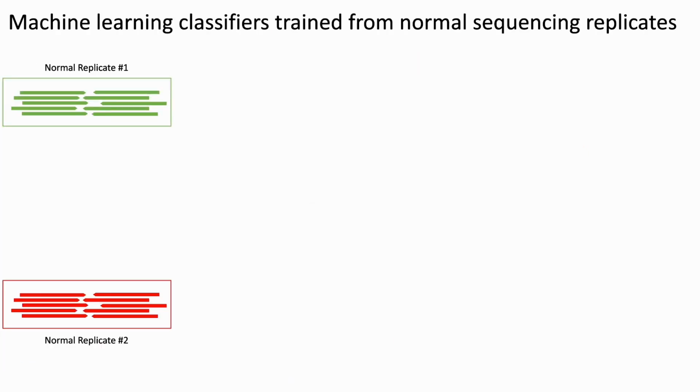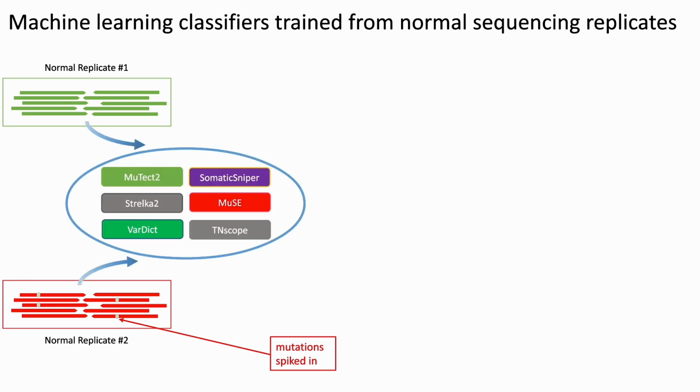This is an illustration of how we trained the classifier. We took advantage of multiple sequencing replicates of the normal cell line to build machine learning classifiers. A normal replicate would be designated as the normal, and another normal replicate would be designated as the tumor. We spiked in silico mutations into the designated tumor by randomly changing the base call of some reads. We aligned those altered reads. This workflow was done by BAMSurgeon. Then we ran the somatic mutation workflow.